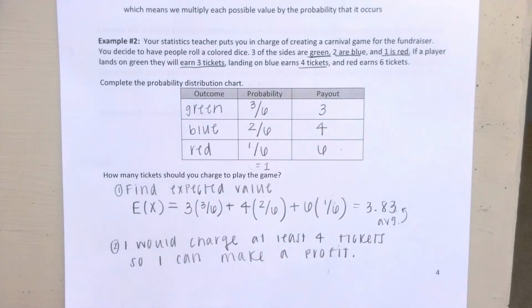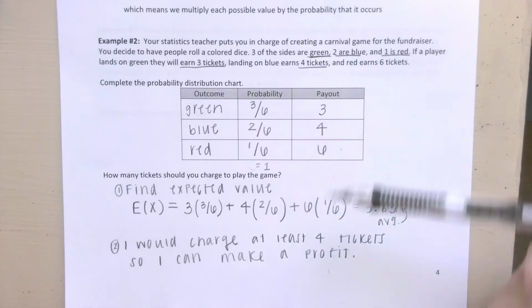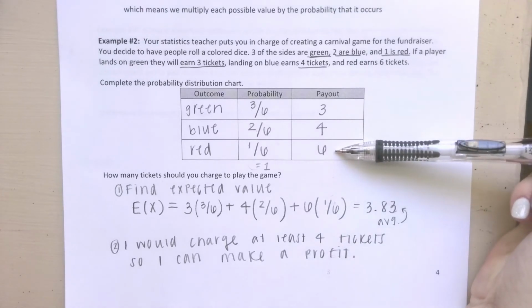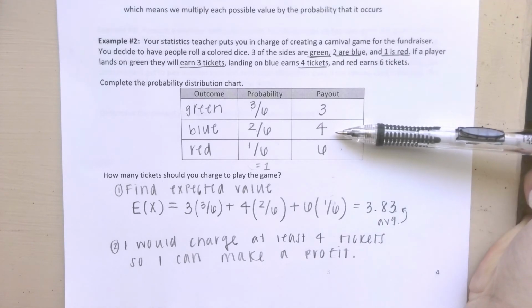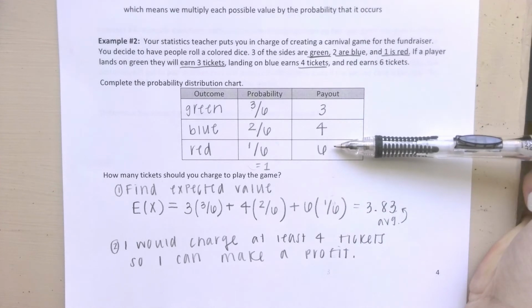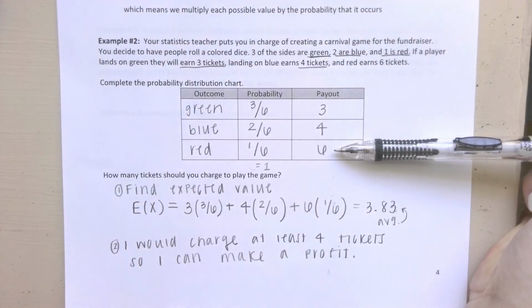Could you say that you want to charge 5 tickets so you make a profit? Absolutely. Can you say that you want to charge 10 tickets? I mean, sure, but I don't think anyone's going to play the game if you're charging 10 tickets because the most you can win is 6. So I'd say your best bet is to charge 4. You could argue 5. I wouldn't really play your game if you're charging 5 tickets though, because there's only a 1 out of 6 chance that I'm going to get anything back.